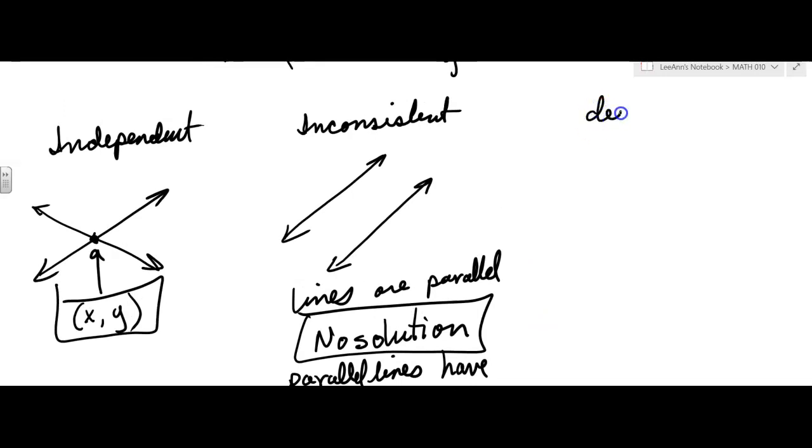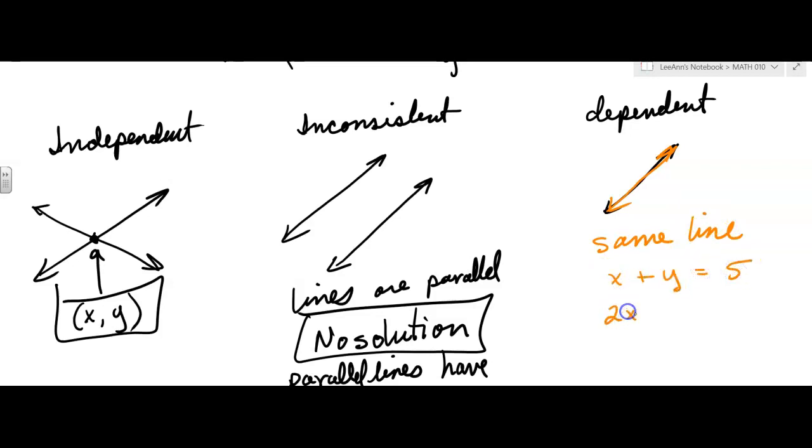Okay, and then there's the dependent system, which is a line, and then it looks like another line, but it turns out it's not another line. It's really just the same line. And you might say, how could that happen? Well, let's say you had x plus y equals 5, and then you had 2x plus 2y equals 10. Well, see this bottom one, if I just divide everything by 2, I'm going to have the top line. So they aren't really two different lines. They're really just the same line.